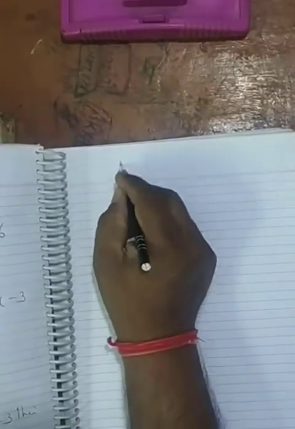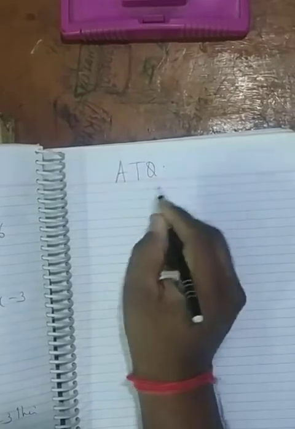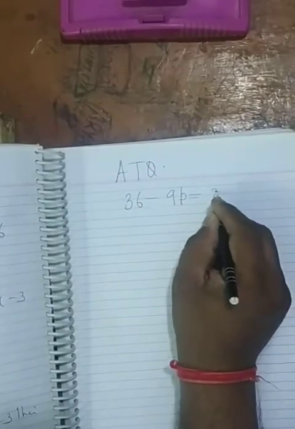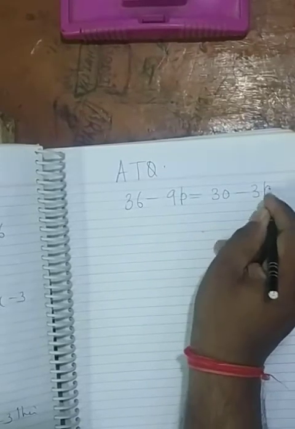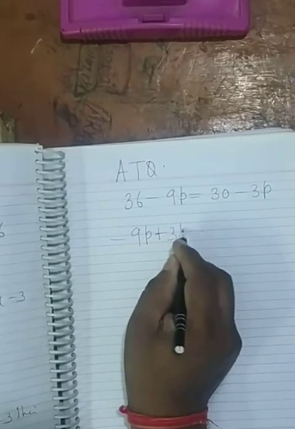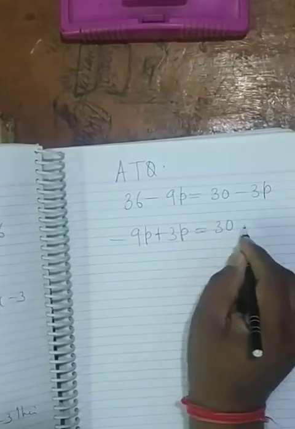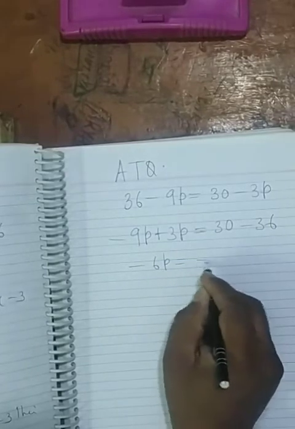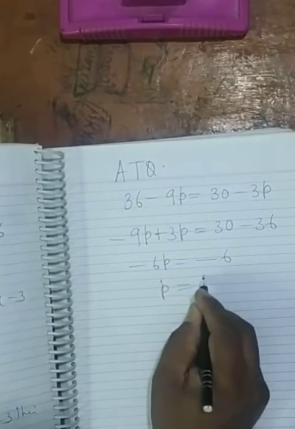Now according to the question, both the remainders are the same. Therefore 36 minus 9p equals 30 minus 3p. Bringing terms to this side, minus 9p plus 3p equals 30 minus 36. That is, minus 6p equals minus 6. So p equals 1.